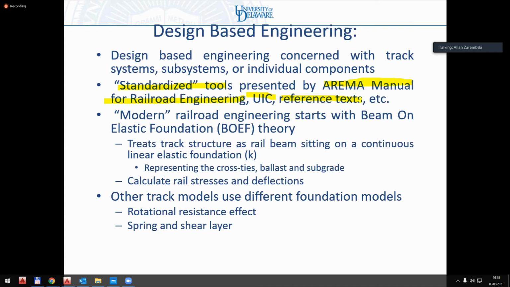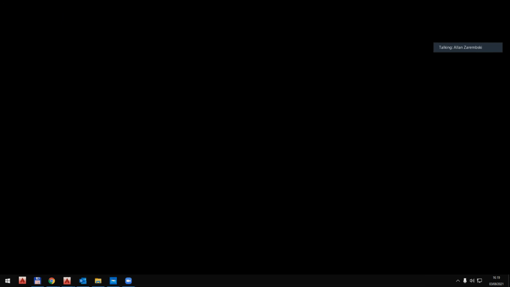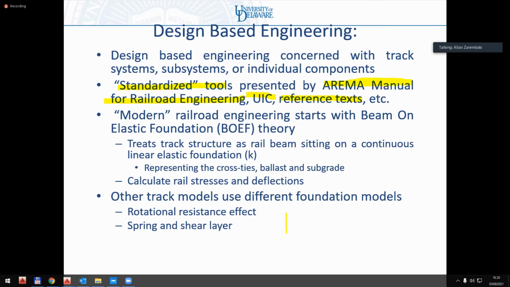As a matter of fact, when we talk about beam and elastic foundation, Arnold Kerr. So the 2 best books on railroad engineering would be Esveld's book. Esveld used to be a professor at Delft. He's since retired.